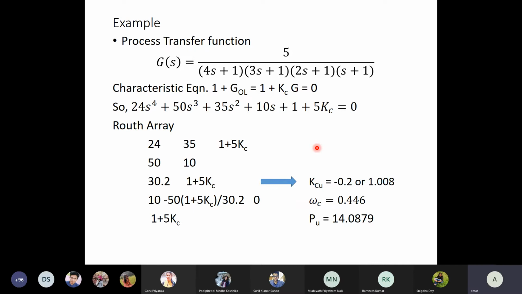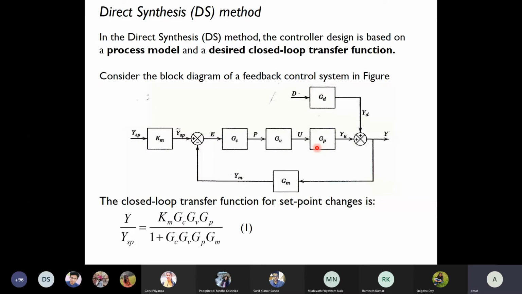Okay, so the next I will discuss is the direct synthesis method. Now this direct synthesis method is a model-based approach. So when you are finding out the controller parameters as well as the structure of the controller equations, I can use the model directly to find that.